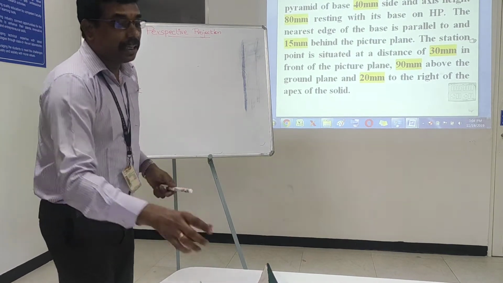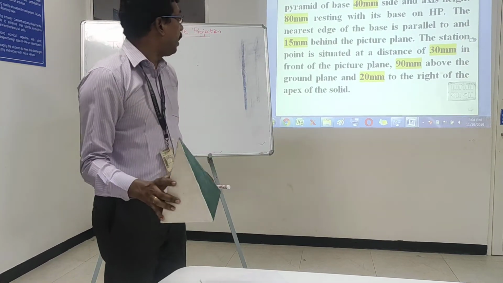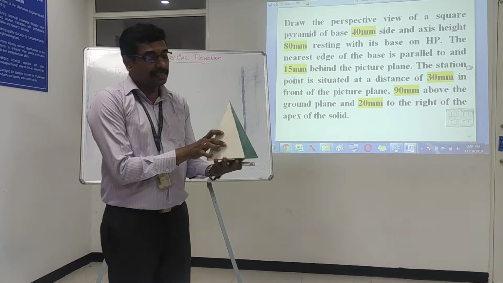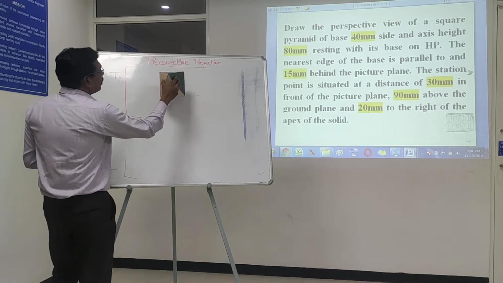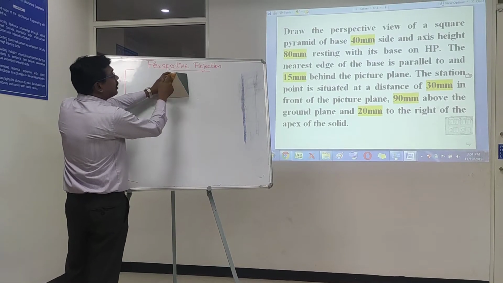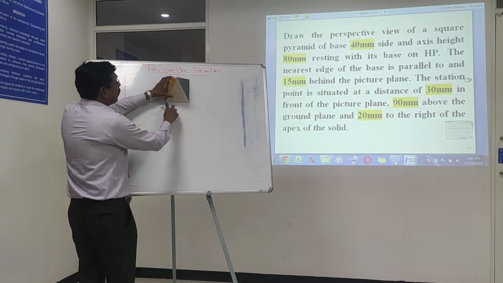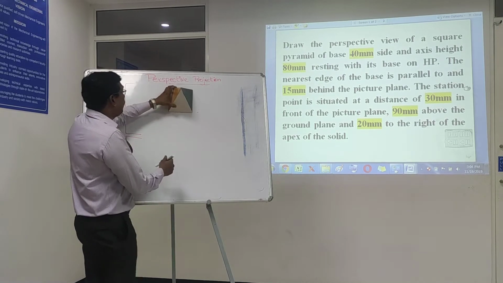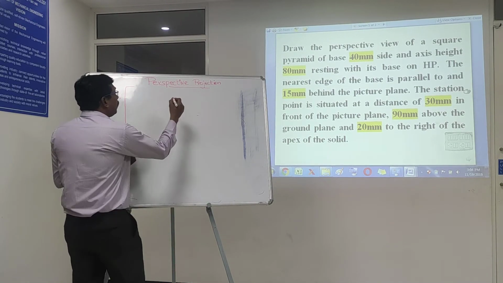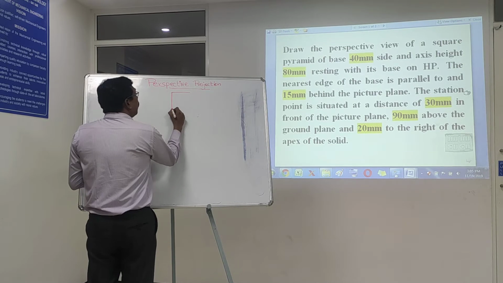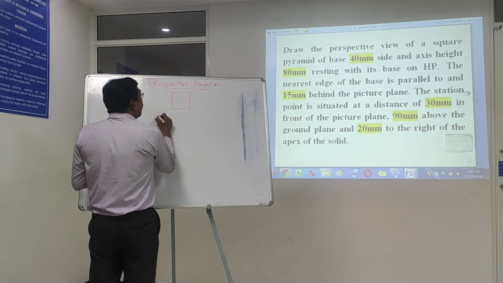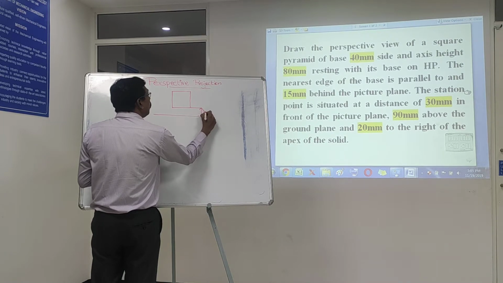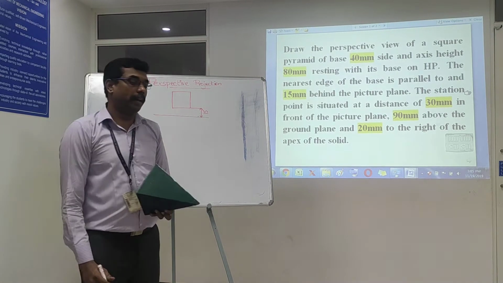The data given about the orientation of the solid is that the nearest edge of the base is parallel to the picture plane. In the top view it takes a new orientation in this manner, and the nearest edge of the solid lies at a distance of 15 mm behind the picture plane. So you have to draw the base square this way, and we have to mark a distance of 15 mm to represent the picture plane.